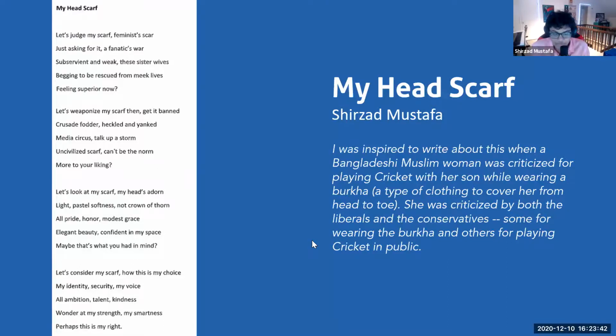Let's judge my scarf. Feminist scar. Just asking for it, a fanatic's war. Subservient and weak, these sister wives, begging to be rescued from meek lives. Feeling superior now? Let's weaponize my scarf, then. Get it banned, crusade father, heckled and yanked, media circus, talk up a storm. Uncivilized scarf can't be the norm.